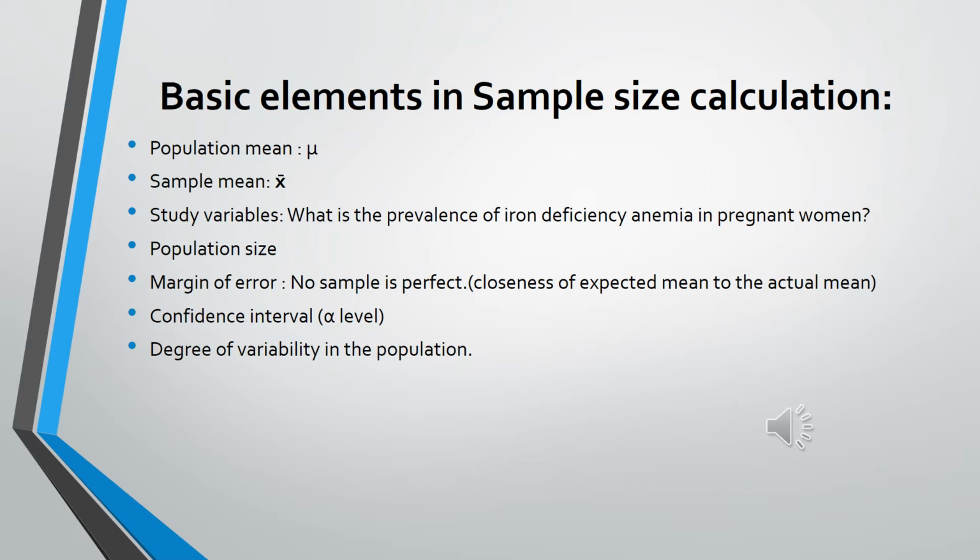Now, next we have the study variables, and there is a need to identify study variables in order to determine the sample size. For instance, I will give you an example: what is the prevalence of iron deficiency anemia in pregnant women? So our parameter of interest would be the prevalence of iron deficiency anemia in pregnant women. So pregnant women would be our study population and prevalence would be our dependent variable.